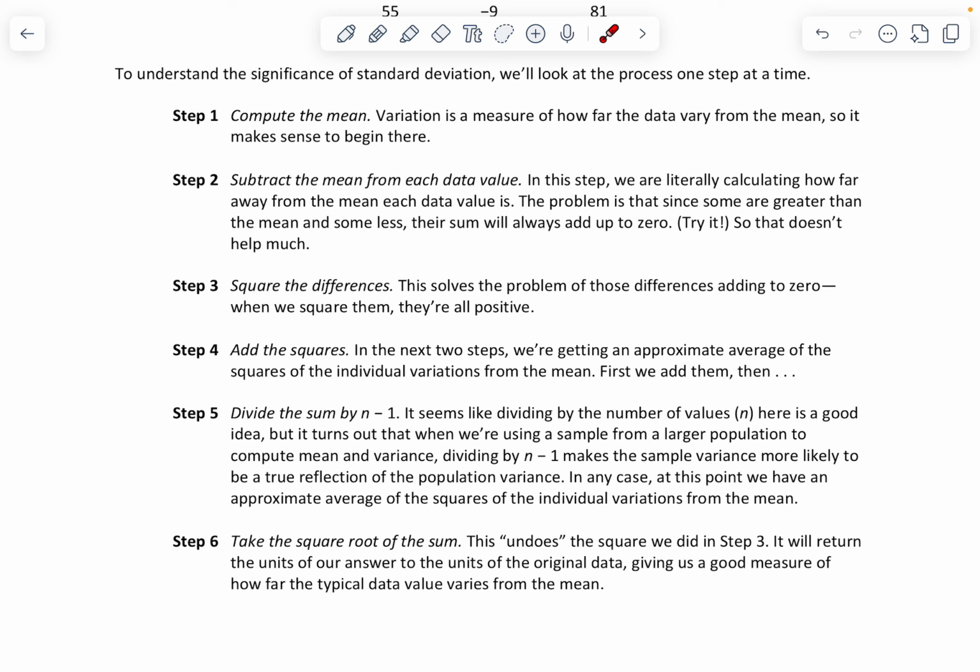Step 6, take the square root of the sum. This undoes the square that we did in step 3, and it will return the units of our answer to the units of the original data, which gives us a good measure of how far the typical data value varies from the mean. So sometimes variance is considered kind of its own measure of variation, but standard deviation is actually really a better one because by taking that square root at the end, it normalizes the units, right? So we end up with a measure of variation that has the same units as the original data, which makes it more useful.